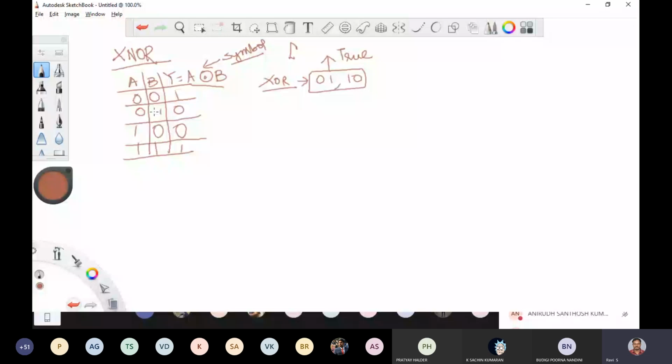So A bar B plus A B bar, whole complement, is equal to A bar B bar plus AB, which is equal to A exclusive NOR B. So what it says is just the opposite of exclusive OR. Now we already have a circuit diagram, so two circuit diagrams with us.